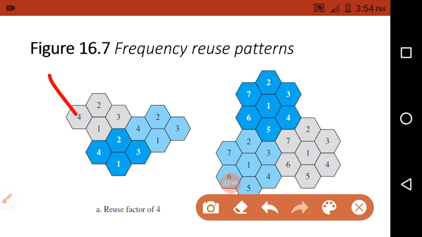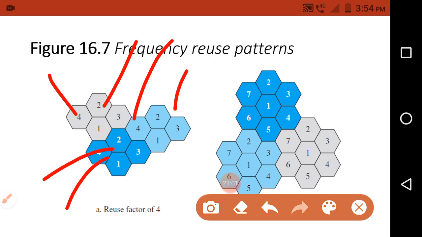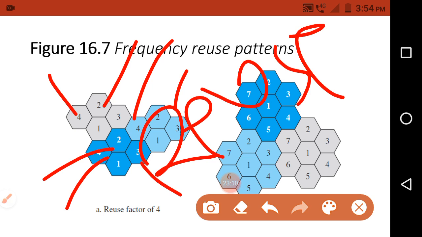You can take this 4 and this 4; because the cell numbers are the same, they will contain the same set of frequencies. You can take 2 here also; the cell numbers are the same, so those cells contain the same set of frequencies. Those cells we have to call reuse cells.